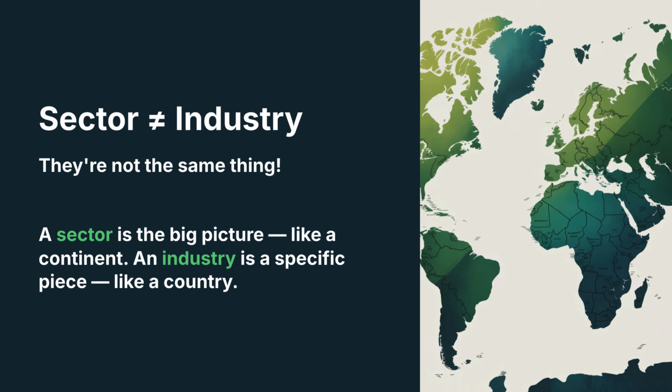All right, first things first, we need to clear something up. People often use the word sector and industry like they're the same thing, but sector is the biggest, broadest category you can have. Using our map analogy, it's like an entire continent. Think healthcare. But an industry is way more specific. It's like a single country on that continent, like pharmaceuticals. So one is the big picture, the other is a focused piece of it. It's a super common mix-up. So remember, continent versus country.